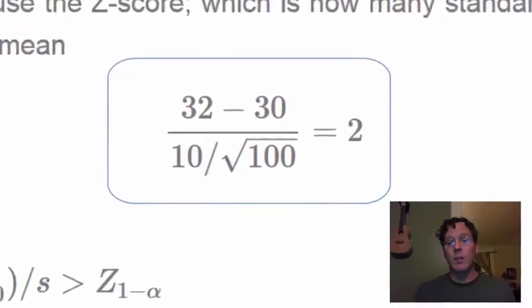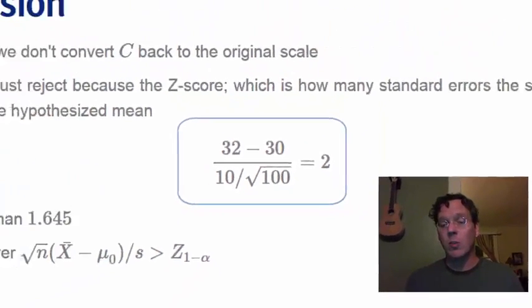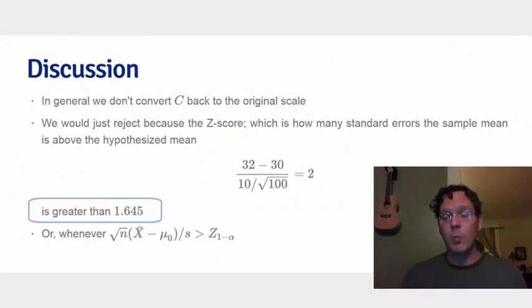So take this specific example. If our observed sample mean was 32, our hypothesized mean is 30, and our standard error is 10 divided by the square root of 100, where in a real problem, the 10 would be estimated from the data, so it would be the sample standard deviation. This works out to be 2. This is greater than 1.645. The chance of this occurring is less than 5%, so we're going to reject the null hypothesis.